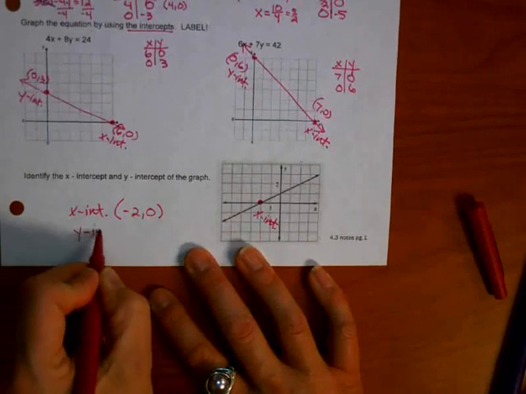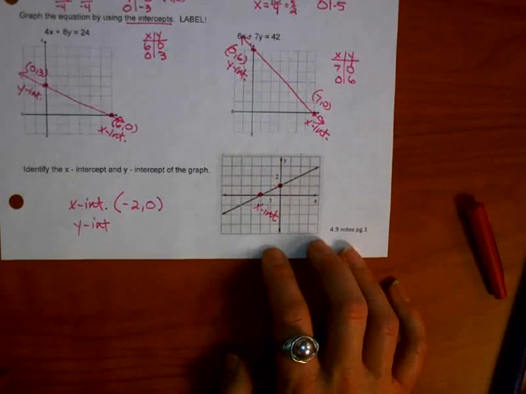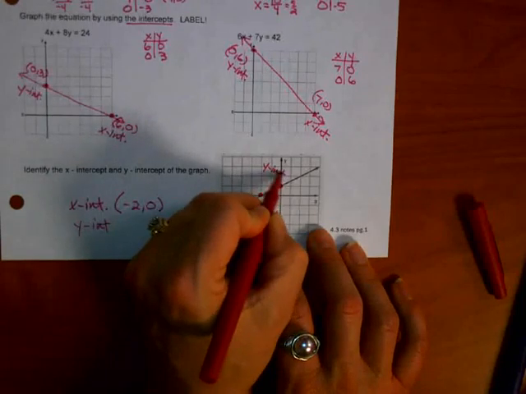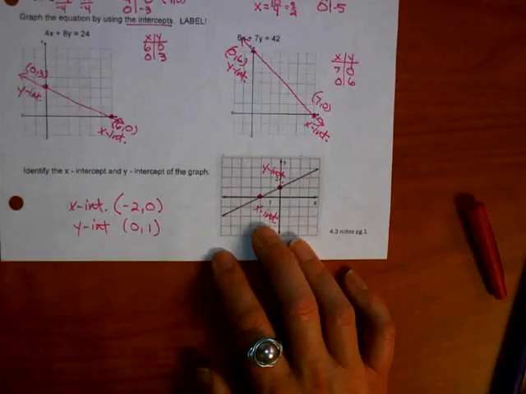The y-intercept is on the y-axis. What is the coordinates of that point there? 0, 1. Yeah, I'm going to write y-intercept, y-axis here. It's 0, 1. You can just write 1 also. I don't care. That's all for that.